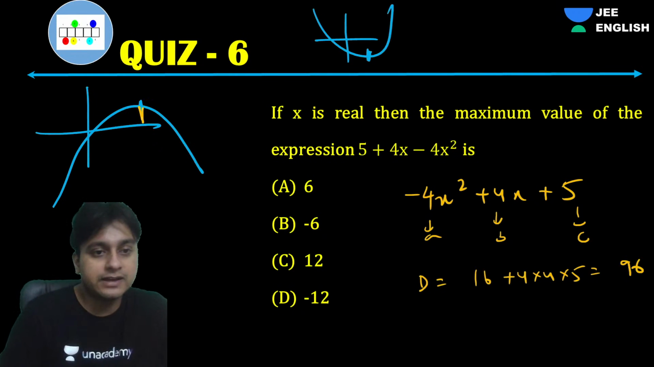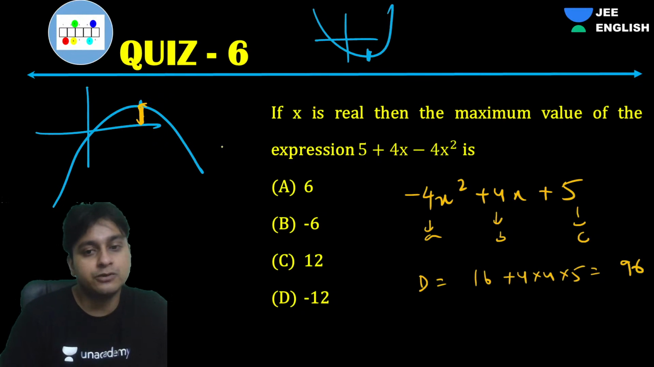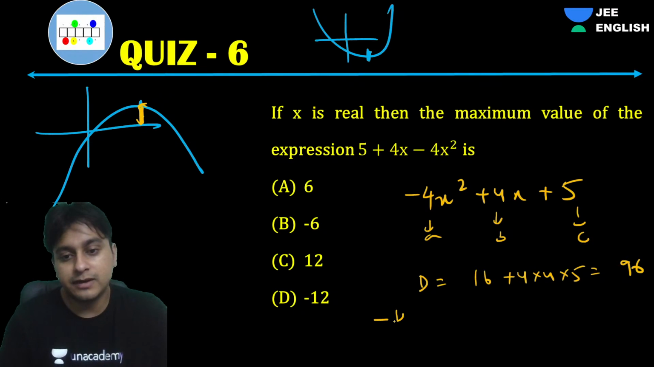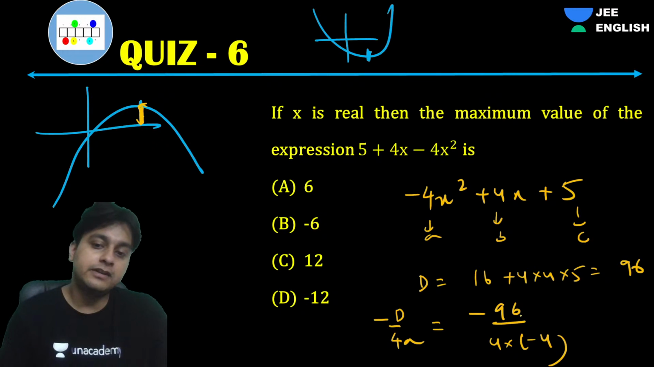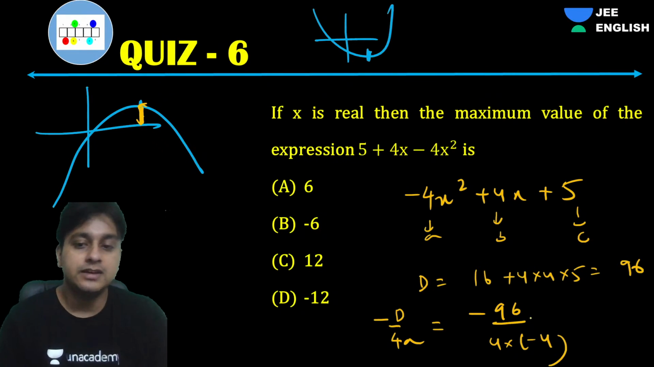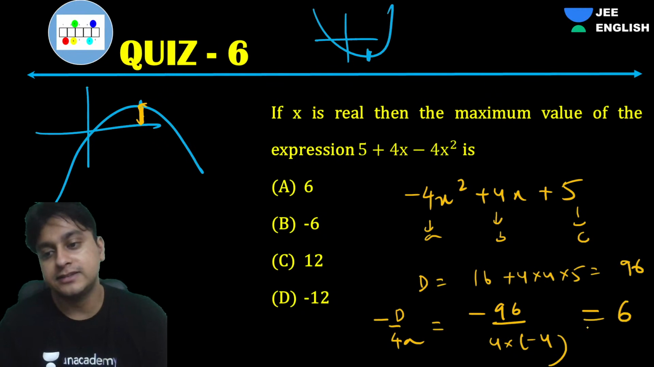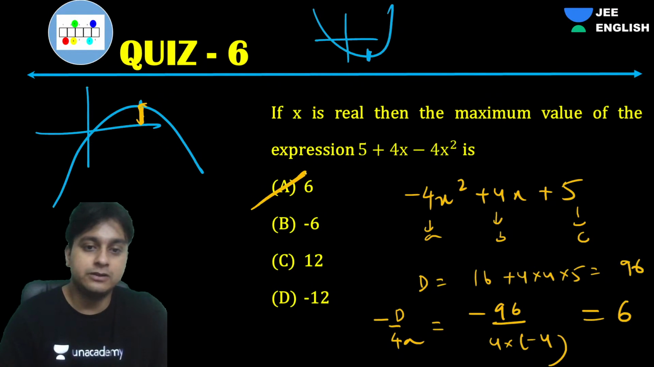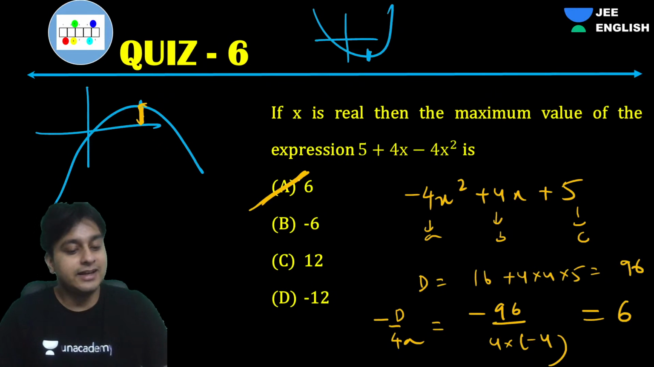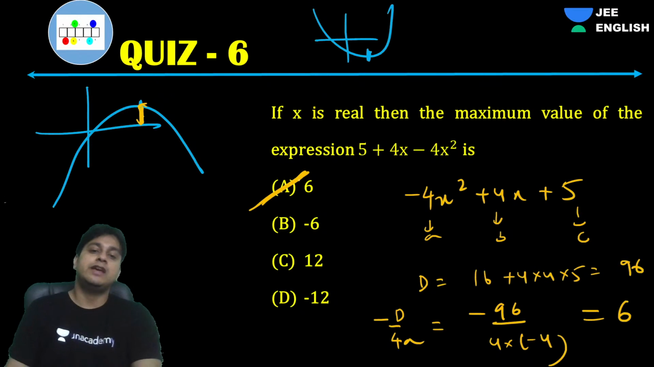We know that the least value is what? Minus D by 4a. Maximum value will be what? Here in this case, minus D by 4a. What is minus D by 4a? Calculate. Minus of 96 by 4a, 4 into minus 4. What is that? Minus minus plus 96 by 16, that is coming as 6. 6 is the least. That will be the answer. Clear, everyone? Understood? That's how we actually calculate it.